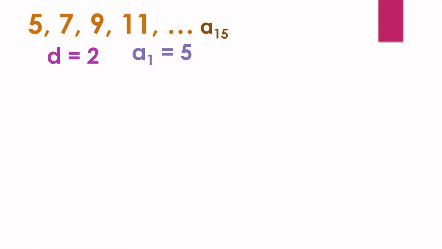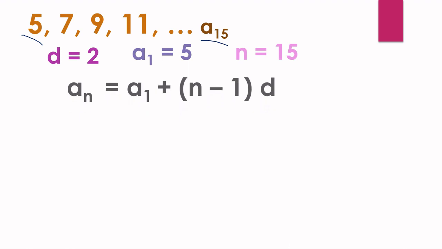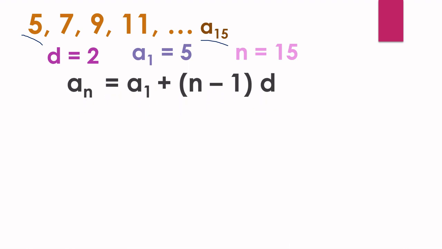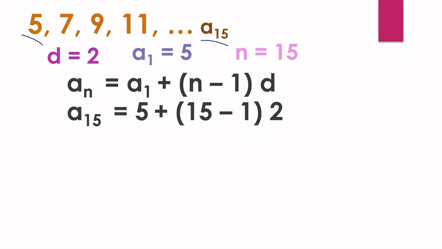Having the first term, which is equal to 5, and n is equal to 15. That is what we are going to look for, the 15th term of the arithmetic sequence. And since this is an arithmetic sequence, we may use the general term of an arithmetic sequence, which is a sub n equals a sub 1 plus n minus 1 times d.